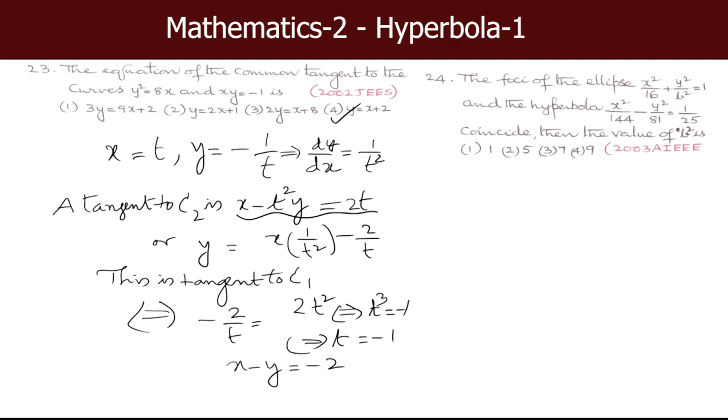2002 joint entrance screening. The foci of the ellipse and the hyperbola coincide, confocal conic.